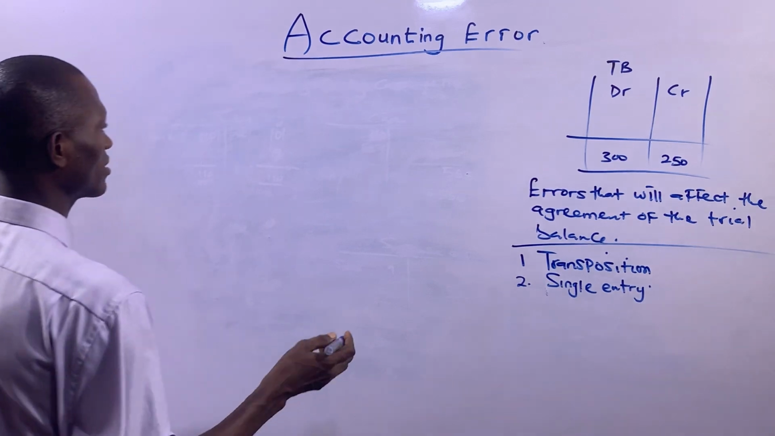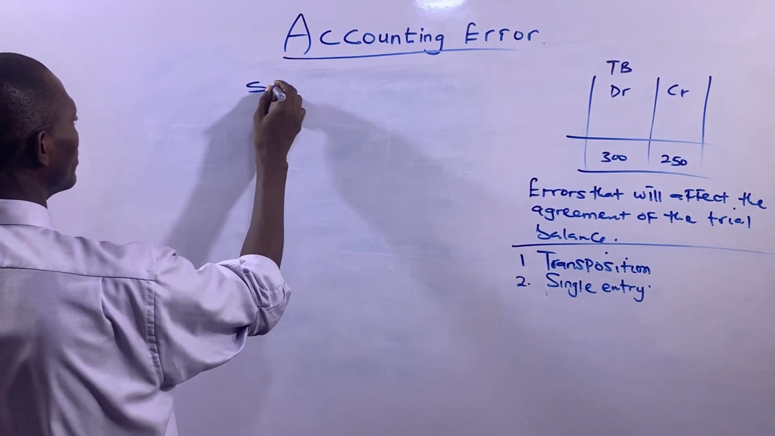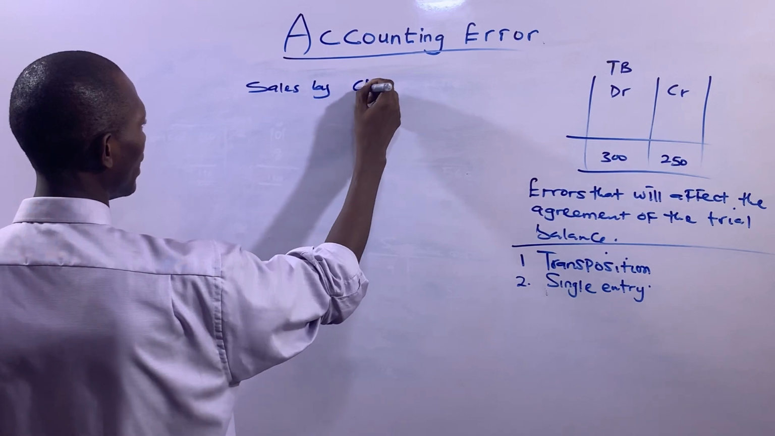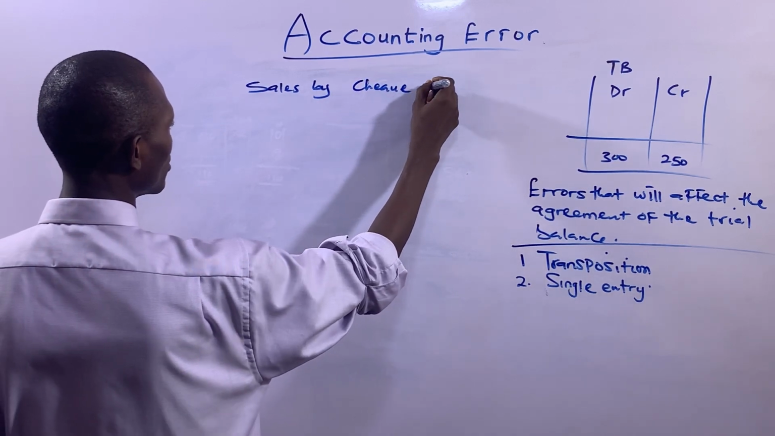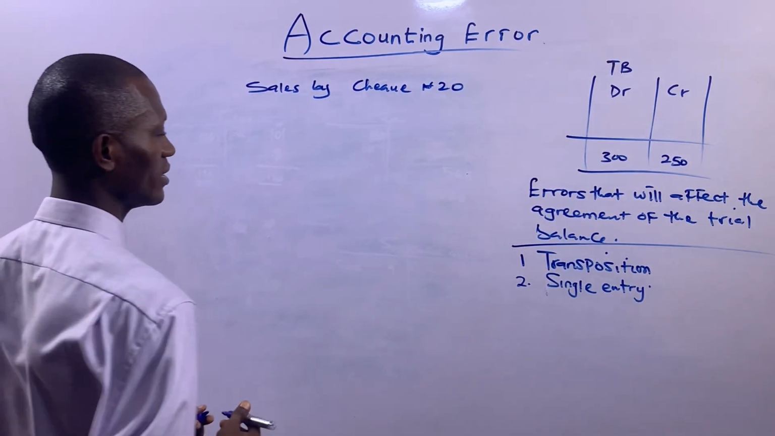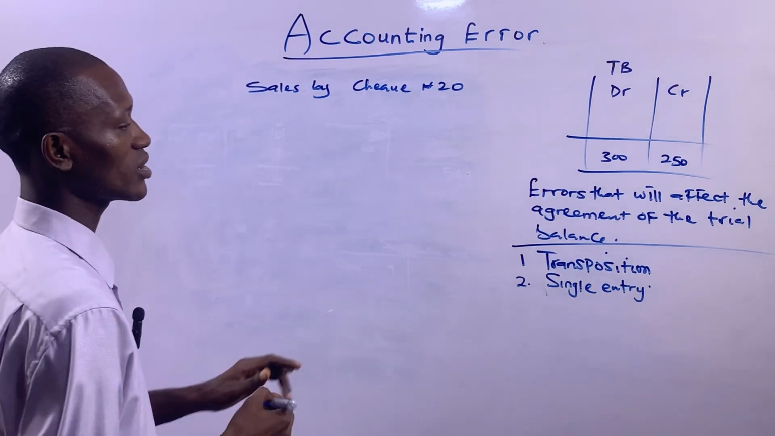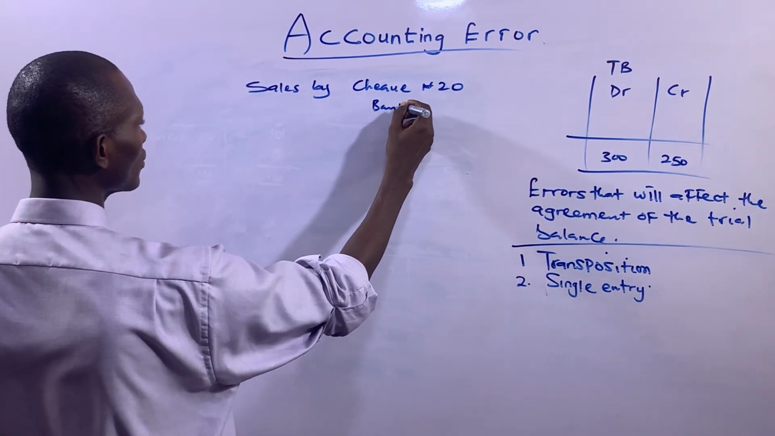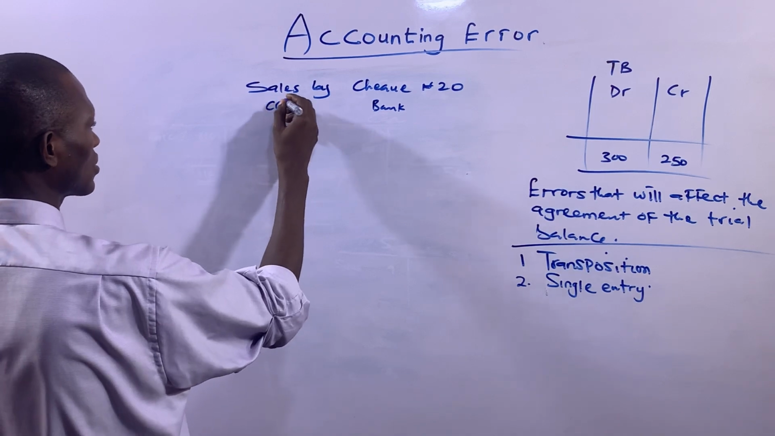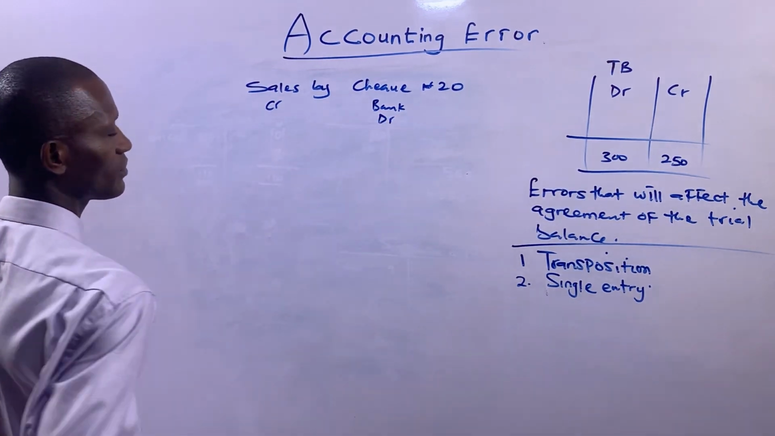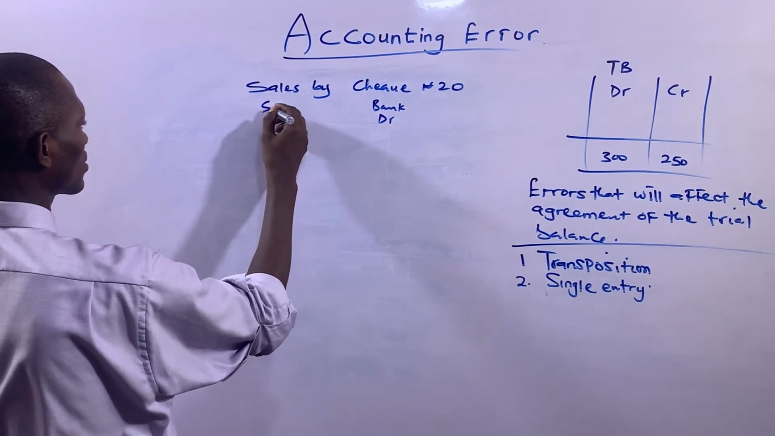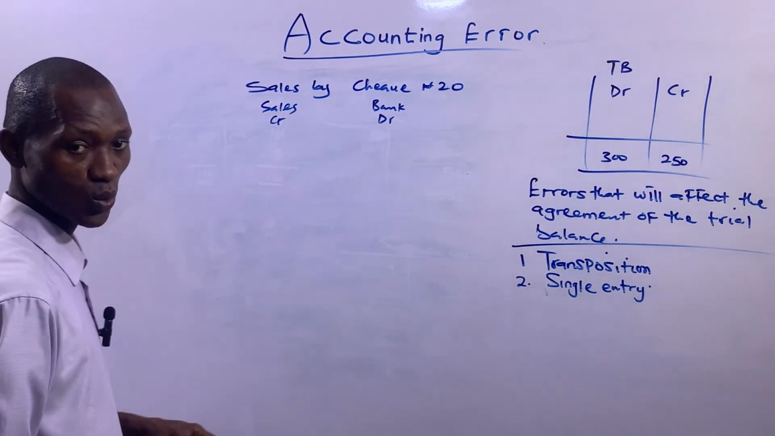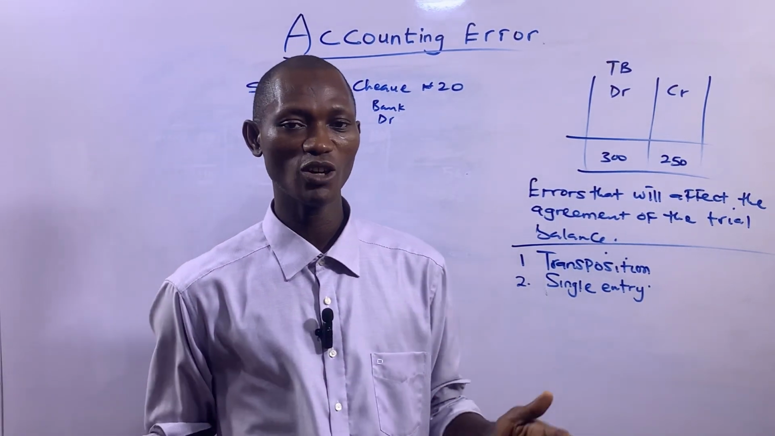So let's take, for instance, we have sales by cheque. Sales by cheque, 20 naira. Look at this. The two accounts involved in this are sales account and bank account. So you are going to credit sales and debit bank. So sales account and bank account. So you credit sales. Sales account will always be credited because it is an income account.